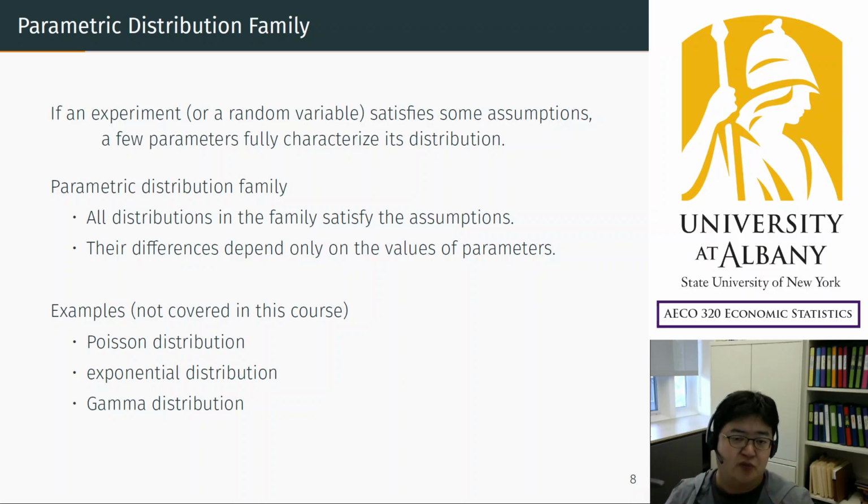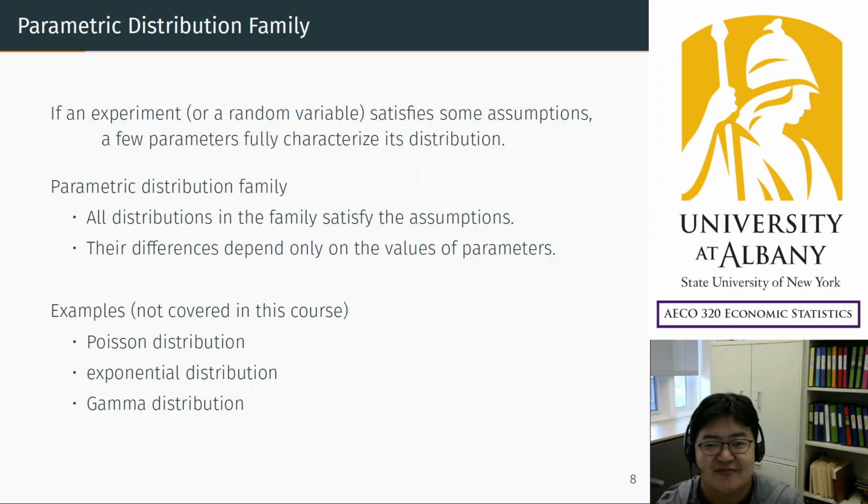All the possible shapes of the distributions are included in here. And examples include Poisson distribution, exponential distribution, gamma distribution. So if you study more statistics, then at some point you will encounter them, right? Sooner or later, if you take another course, I believe you will see them, but I'm not going to cover them in this course.